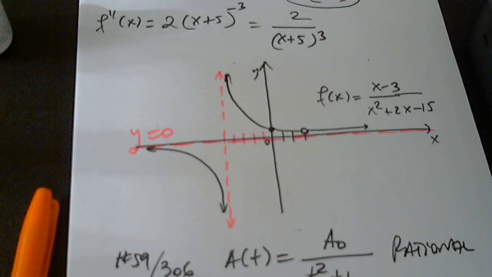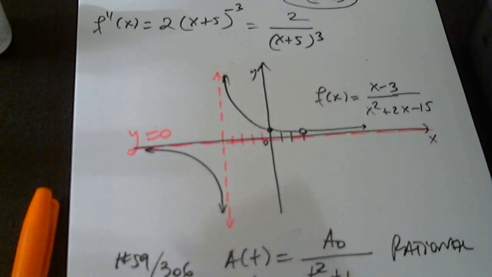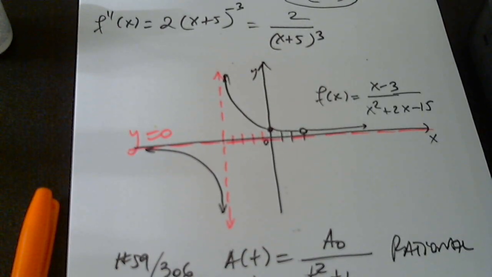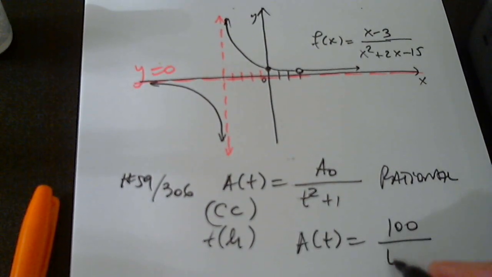Okay, so after an injection, the amount of medication A, in cubic centimeters, in the bloodstream decreases with time t in hours. Suppose that under certain conditions, A is given by this formula, where A0 is the initial amount of medication. Assume that the initial amount is 100 cubic centimeters. So our formula is basically 100 over t squared plus 1. Okay, moving on.